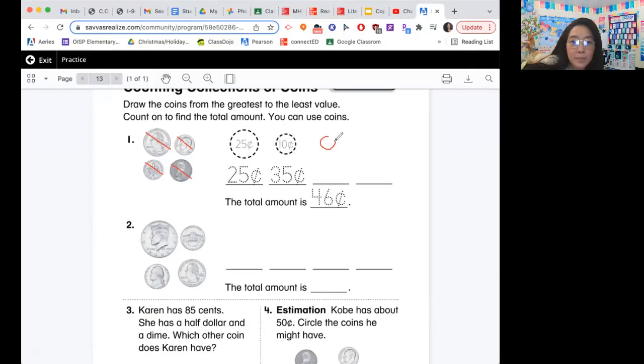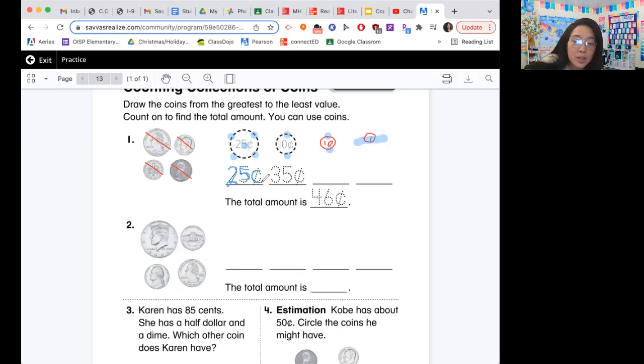So I'm going to draw the dime. And then we have a penny. Now, remember, I do touch math. So I'm going to do some touch math for this one. Ready? 5, 10, 15, 20, 25, 30, 35, 40, 45, 46, because you count 1 for the penny. So what should my answer be? 46 cents.